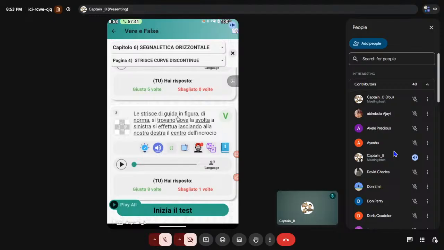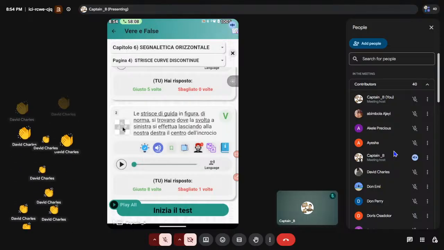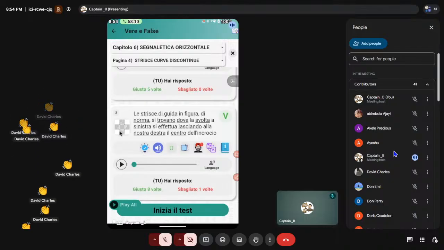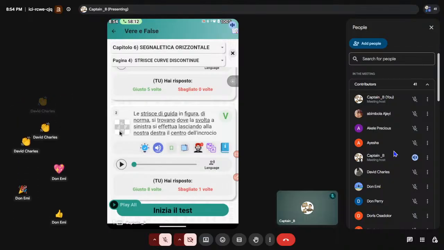Le strisce di guida in figura di norma si trovano dove la svolta a sinistra si effettua, which is carried out, lasciando alla nostra destra, leave our right, il centro, which is the middle, the incrocio, the middle of the junction. The middle of the junction is this. Don't stay here like a roundabout, like rotatoria. Okay? You just have to stay at the left, to turn to your left. Right? Good. And the answer is what? Vero.